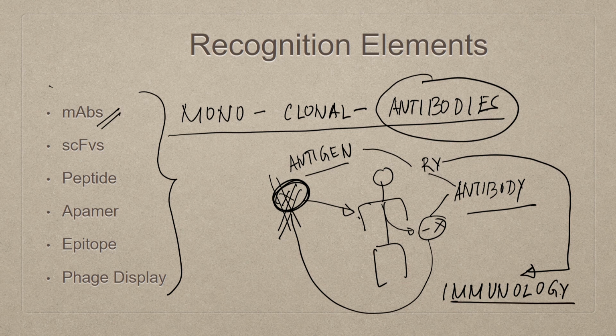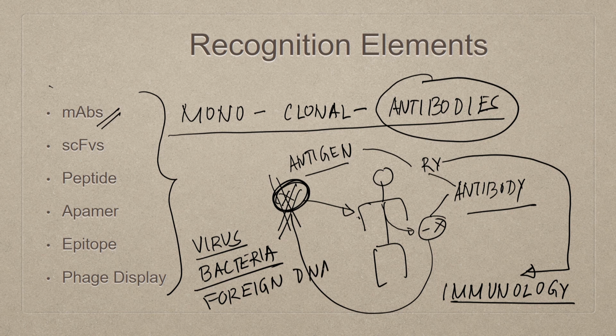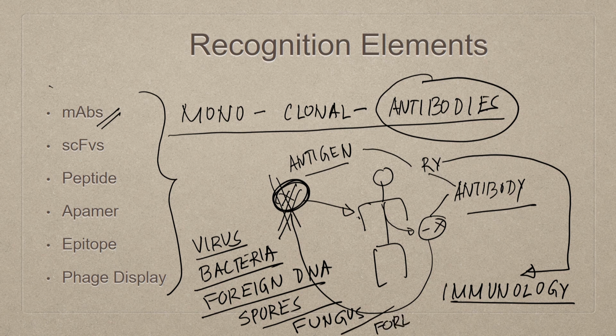Now, when we are talking about any pathogen entering your body, be it a virus, be it a bacteria, be it a foreign DNA, be it a spores, be it a fungus, be it a foreign protein, body will generate antibodies against all of them. And these antibodies are very, very specific.